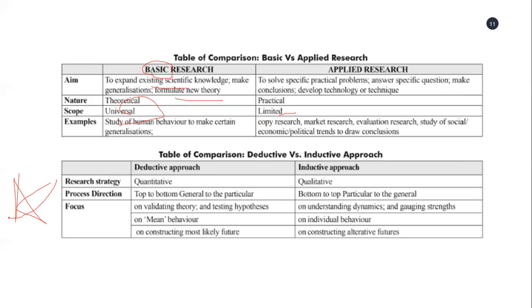When we are talking about deductive research, it talks about quantity, it is quantitative. Whereas when we talk about the inductive approach, it is qualitative. The process for deductive is a top to bottom approach. I will be showing you the detailed process in the next slide. First understand what it is called, get familiar with the words. So process direction is top to bottom under deductive, which is also called general to particular.